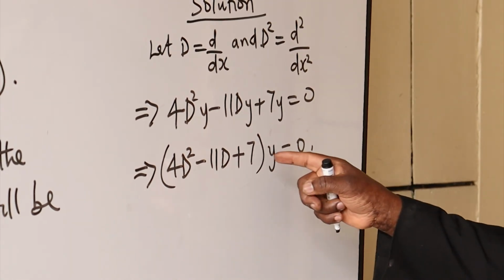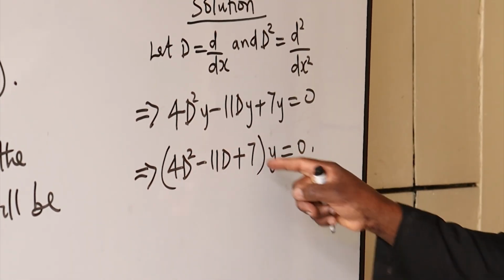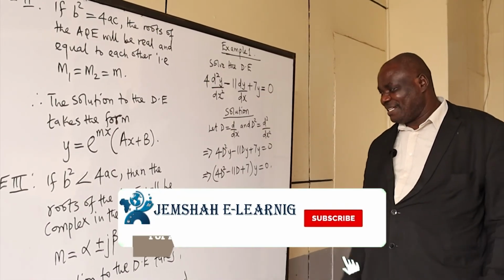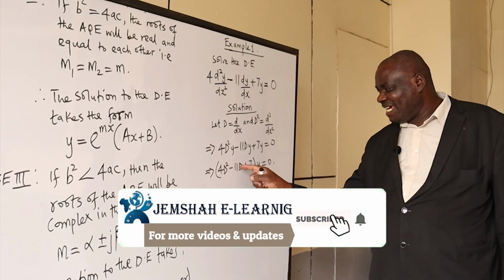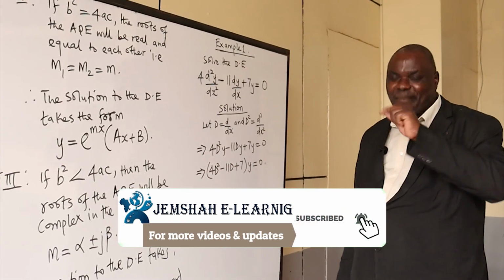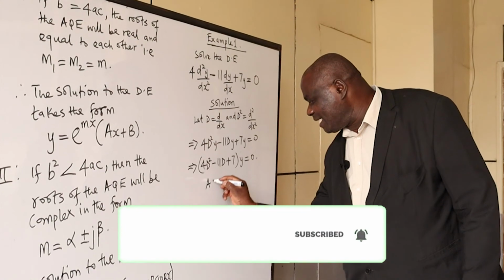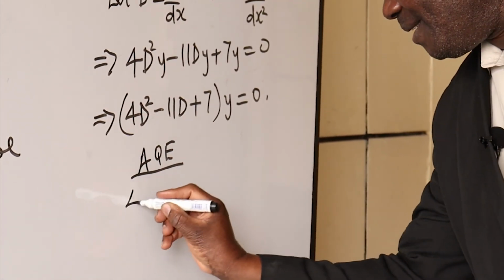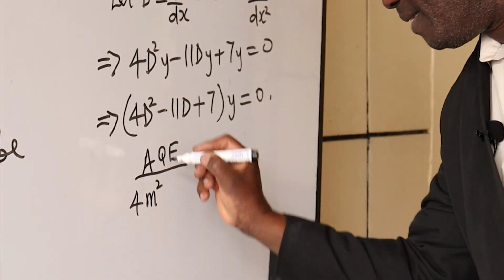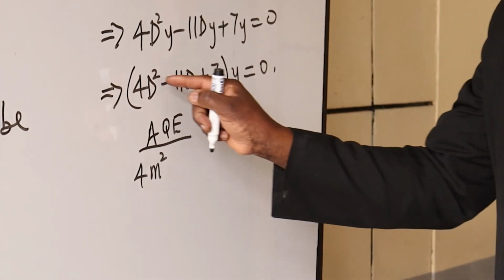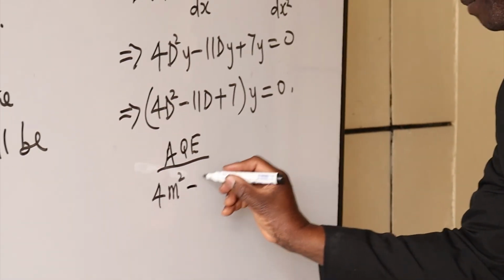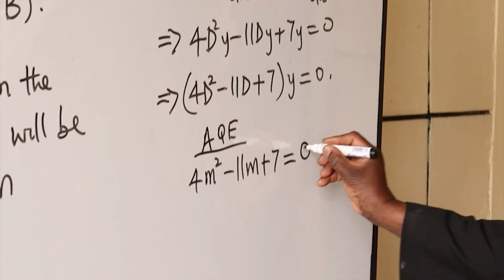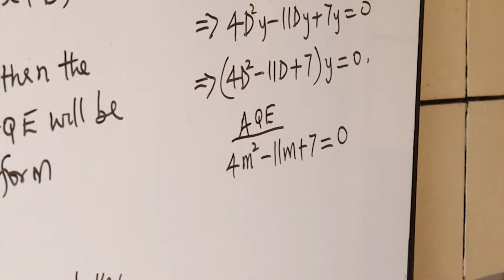Now, whatever is in this bracket is where we derive our auxiliary quadratic equation. Where we see a D, we input an m. So the auxiliary quadratic equation will be found this way. We say this is 4, D squared is replaced by m squared, so it will be 4m squared minus 11m plus 7 is equal to 0.